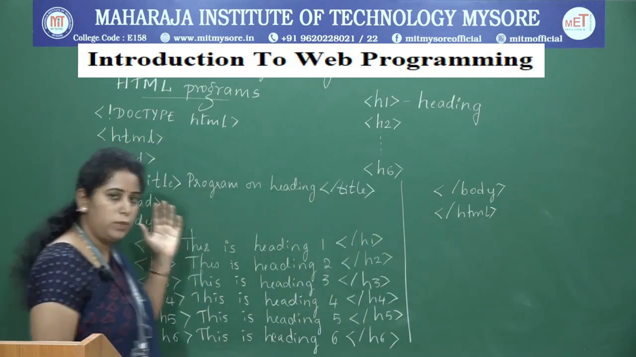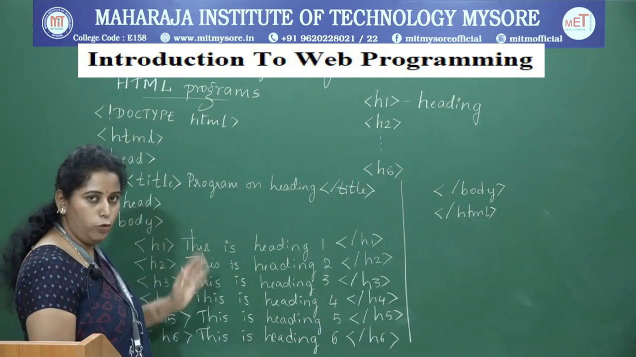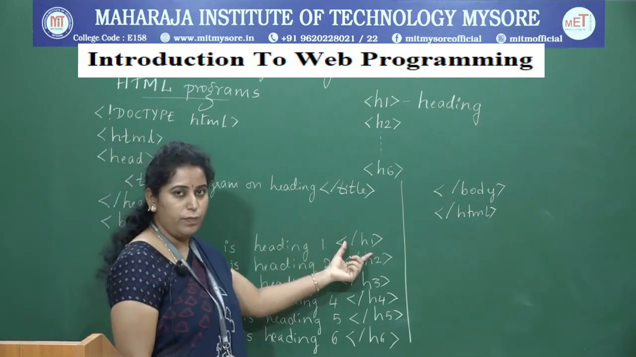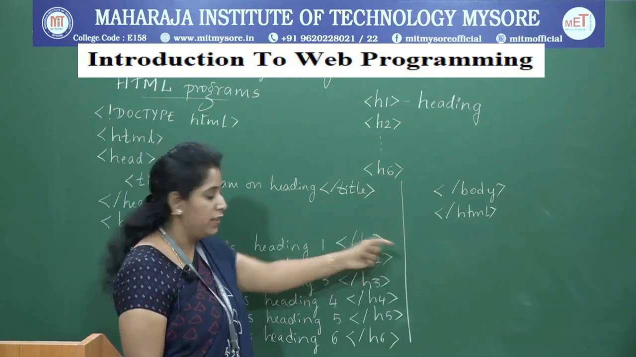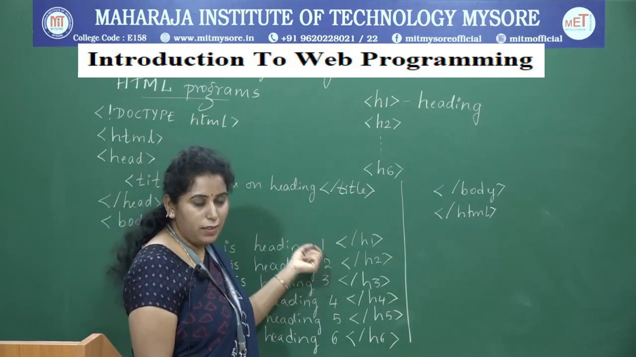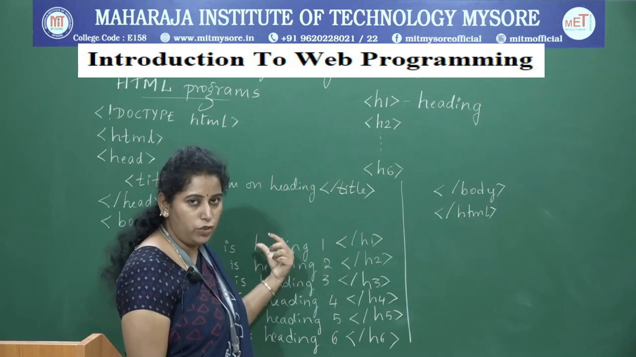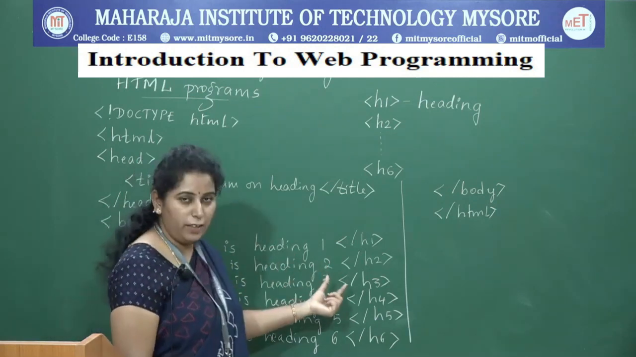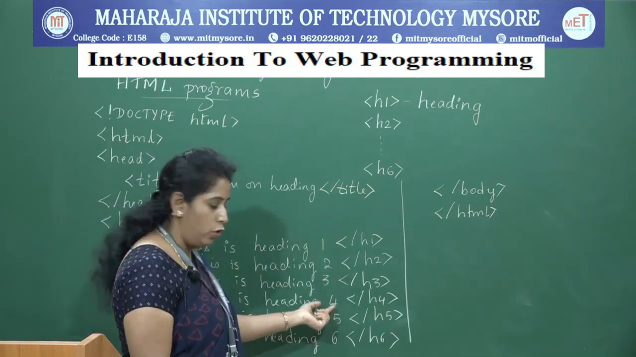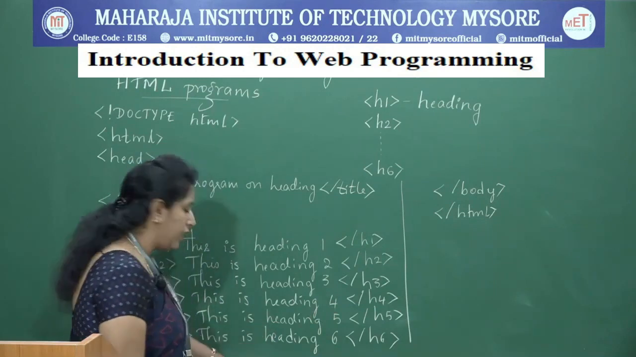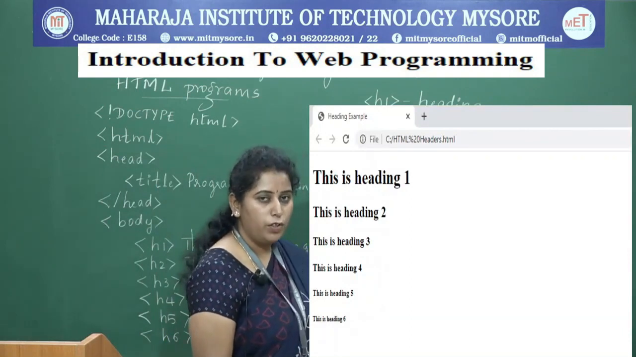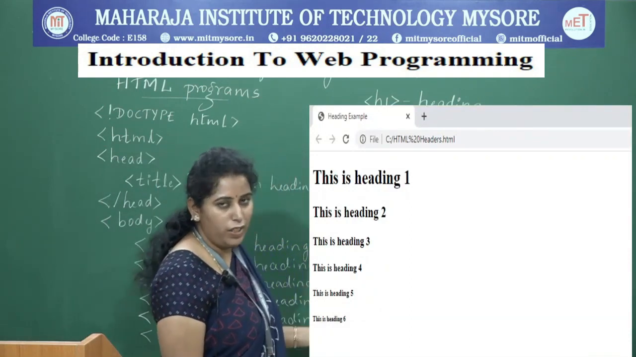Once you run this program, you will get an output which consists of this is heading 1 with a larger font size. Heading 2, which has a smaller font size than that of H1. Likewise, this is heading 3, a few sizes smaller. This is heading 4, a little more smaller in size. Likewise till H6. You can look into the output and understand how it is working.